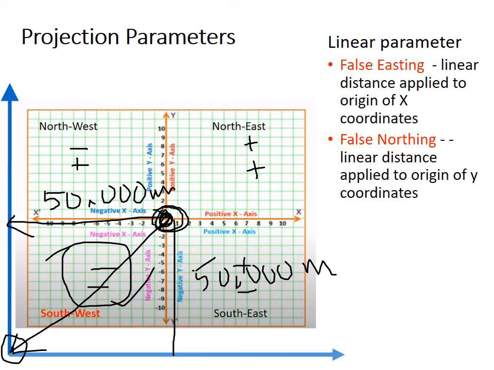So this is the new origin. Everything will be taken from this origin. So now I don't have negative values because of this false easting and false northing. I avoided all the negative values for x and y coordinates now, which are all within 50,000 meters west of the y-axis and 50,000 meters south of the x-axis.